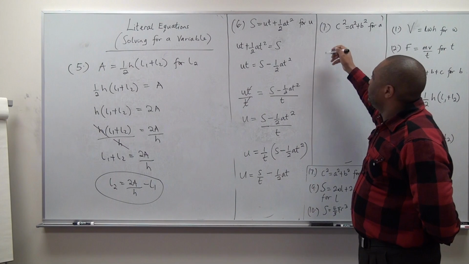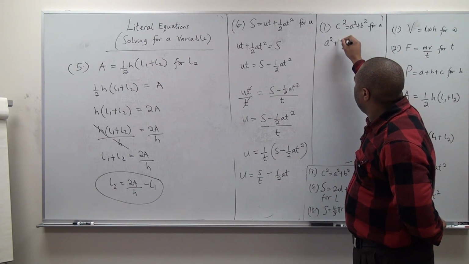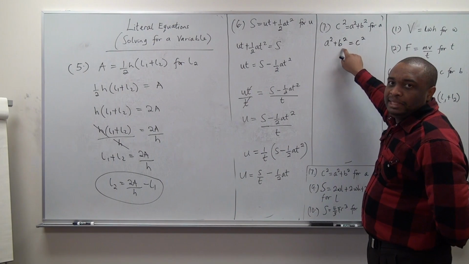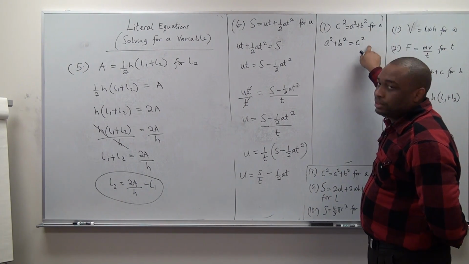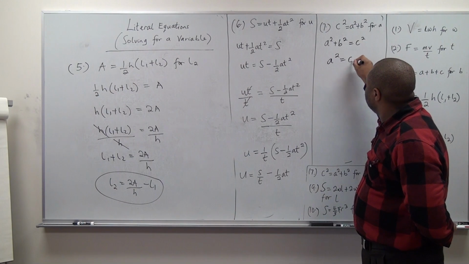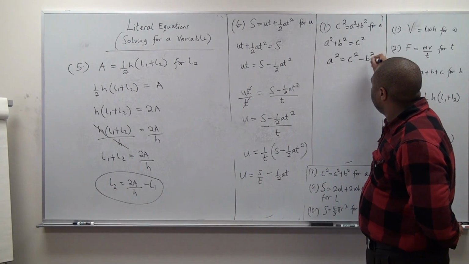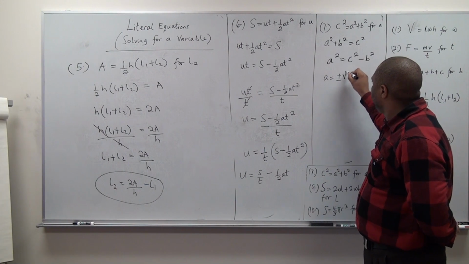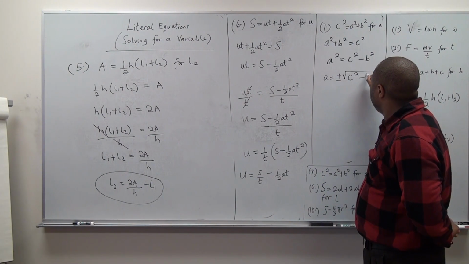We rearrange it. A squared plus b squared will be c squared. Move this over here because it's not needed. A squared will be c squared minus b squared. And then a will now be plus or minus the square root of c squared minus b squared.